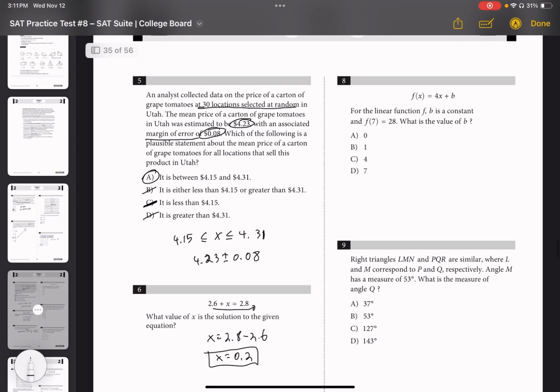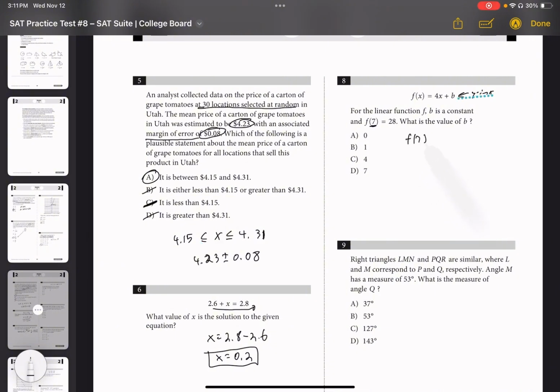Okay. For the linear function f, b is a constant, and f of 7 is equal to 28. What is the value of b? Okay, if b is a constant, if this equation is linear, we know b is really the y-intercept. So we're just looking for the y-intercept. It's not given to us because the x value or the input would have to be 0, so we are going to plug this in and see what we get.